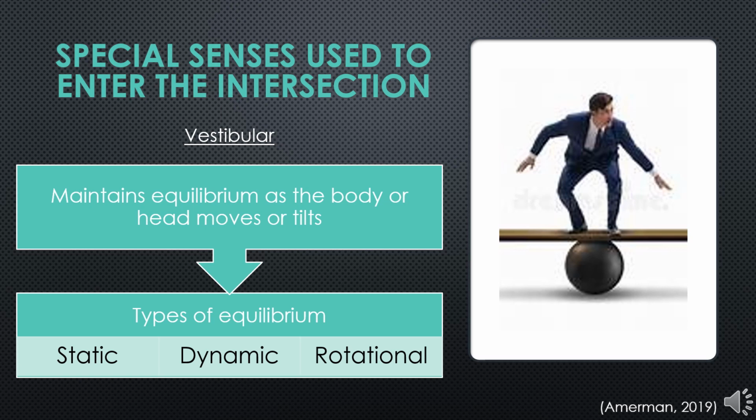Maintaining balance during head or body movement doesn't help determine the safety of entering the intersection or increase awareness of the other vehicles. However, when turning the head to determine if other cars were entering the intersection, vestibular sensation would help maintain balance to avoid falling off the bike.